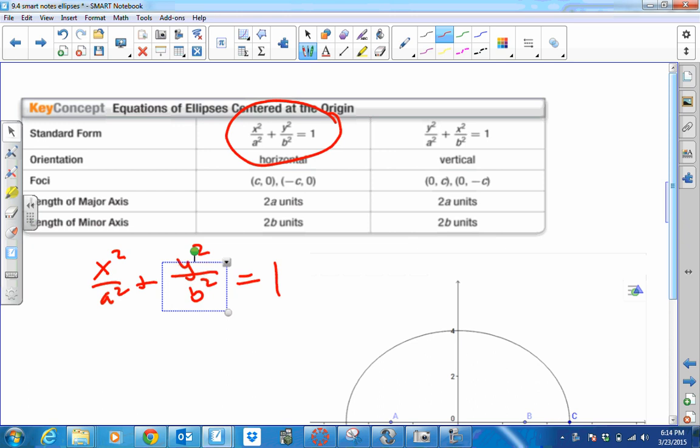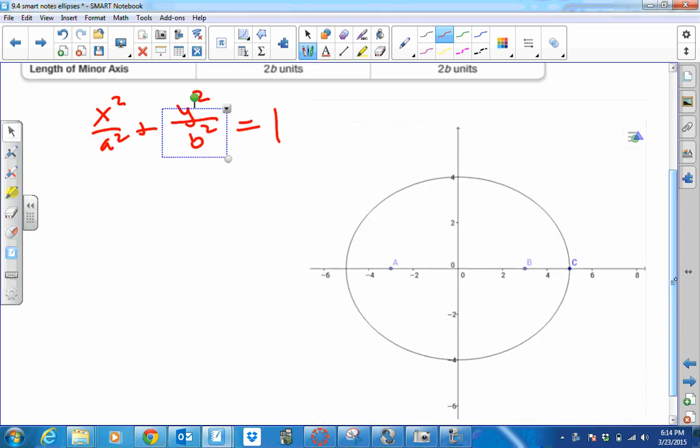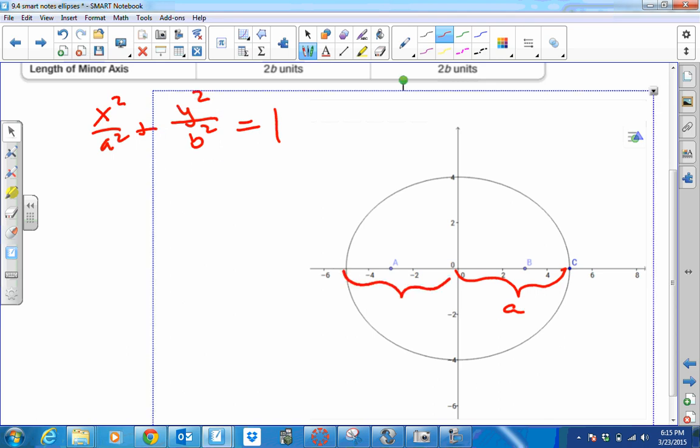If we look at the graph I have over here, a, the value underneath the x squared, the square root of that value, is the distance from the center of the ellipse to the side in the x direction. So that would be a. If I was looking at a point, I would say that this would be negative a from the center. And the y direction is b.